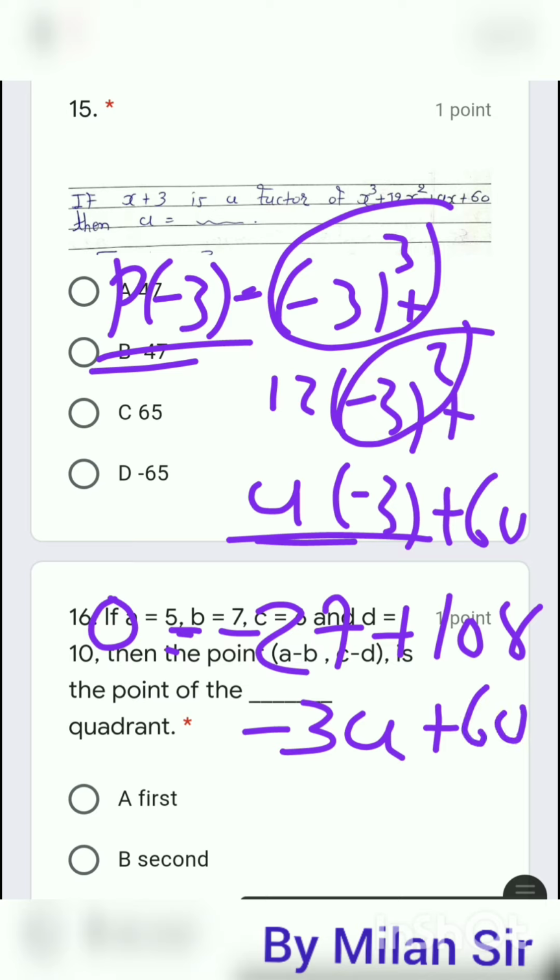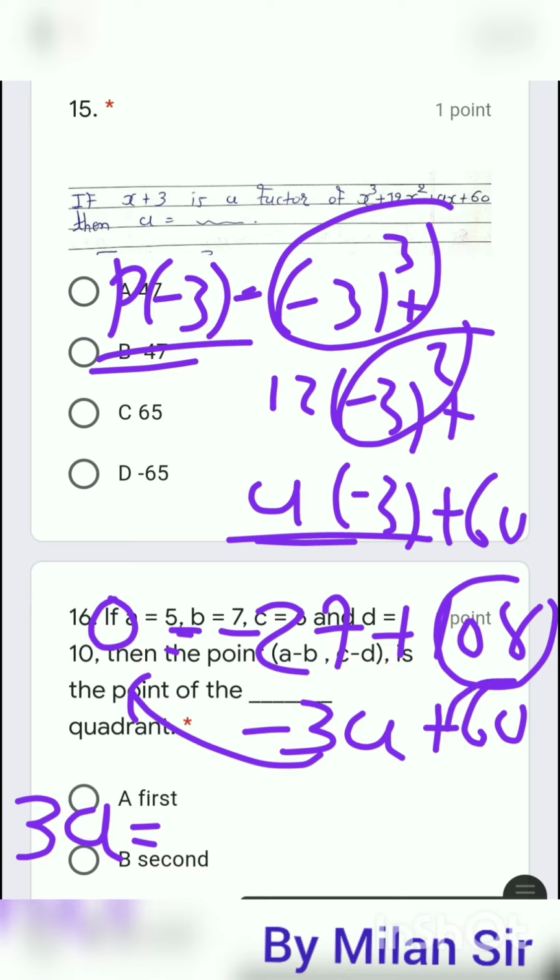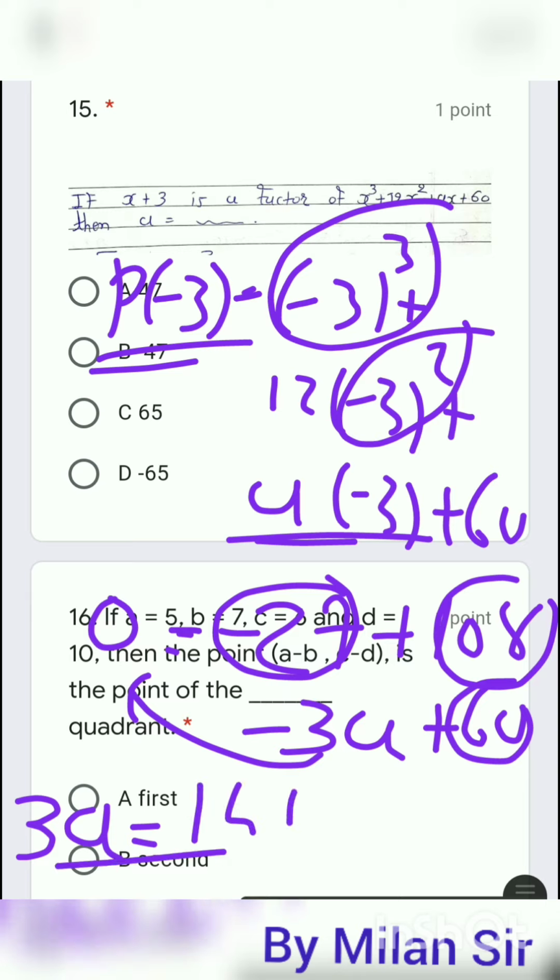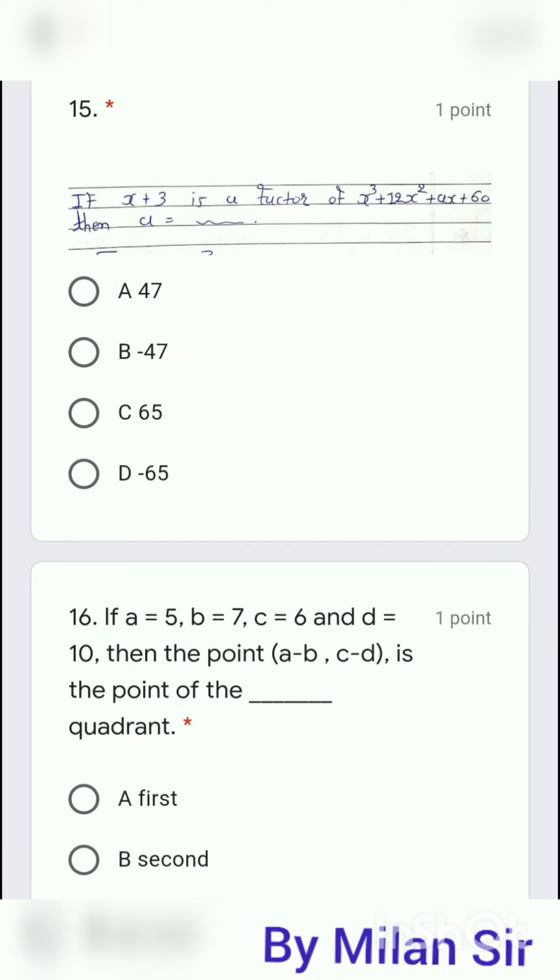Now we need to find the value of a, so transfer this minus 3a to the left hand side, so it becomes plus 3a. Okay, now here we need to solve these numbers. 108 plus 60, it is 168, and 168 minus 27, you will get the answer 141. Okay, so 3a is equal to 141.